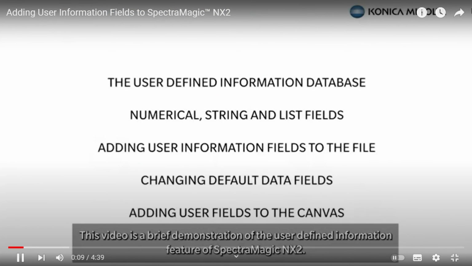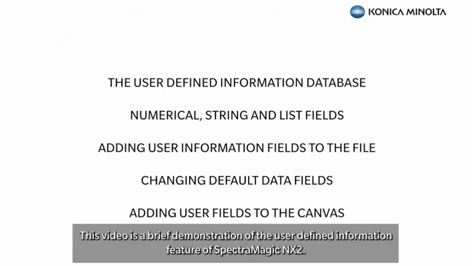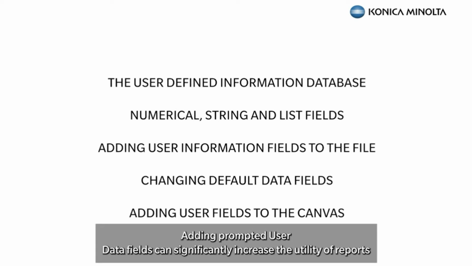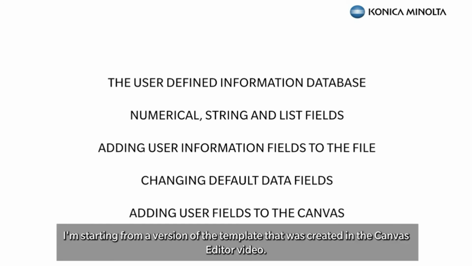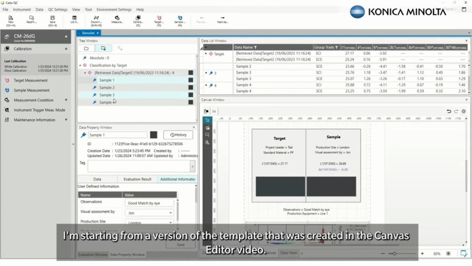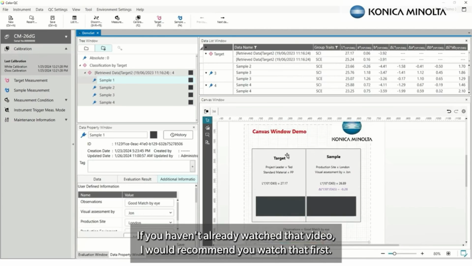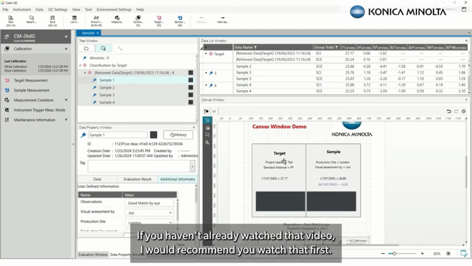This video is a brief demonstration of the user-defined information feature of SpectraMagic NX2. Adding prompted user data fields can significantly increase the utility of reports and the depth of information you're able to quickly and simply present. I'm starting from a version of the template that was created in the Canvas editor video. If you haven't already watched that video, I would recommend you watch that first.